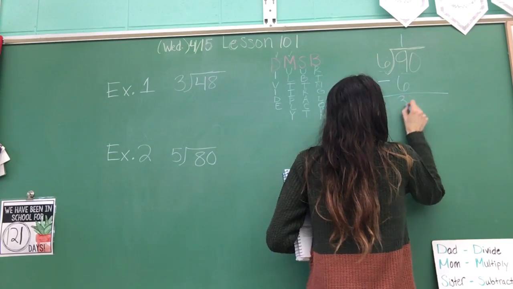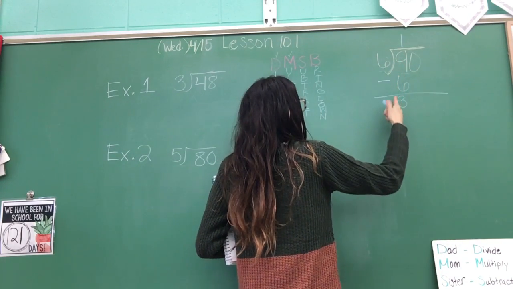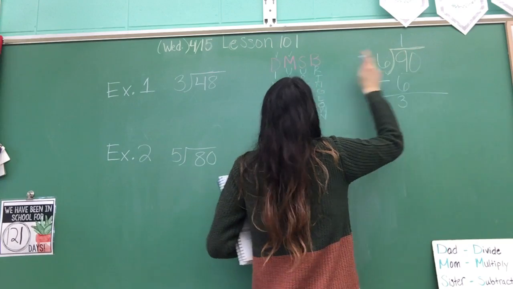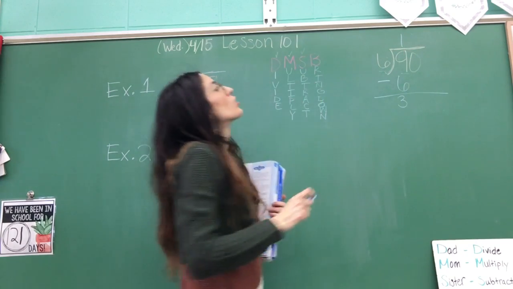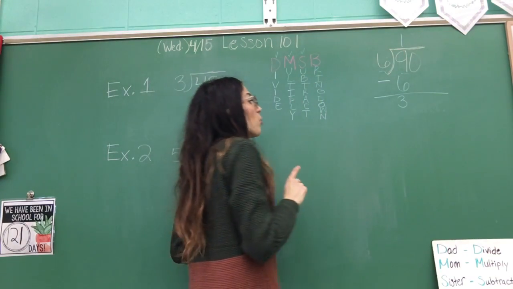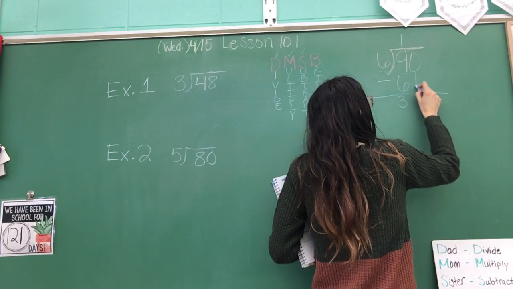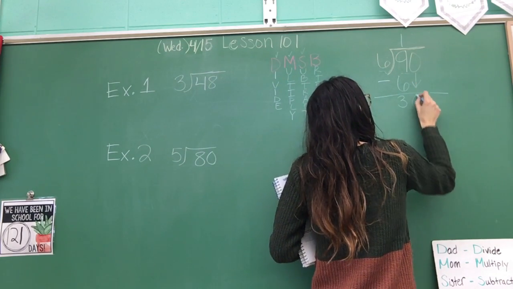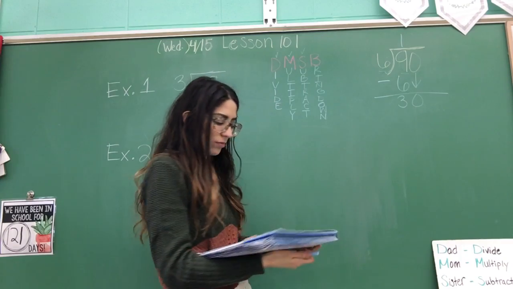Very good. I just subtracted 9 minus 6. Don't worry about the 0 right now, okay? So I check mark the S. Then we have to bring down. Bring down the 0.